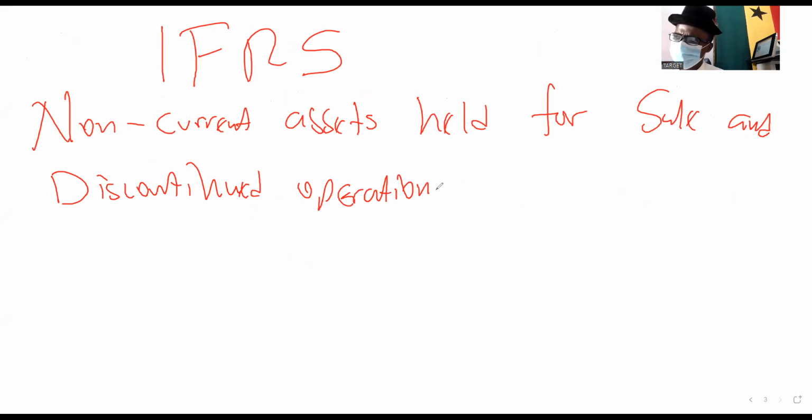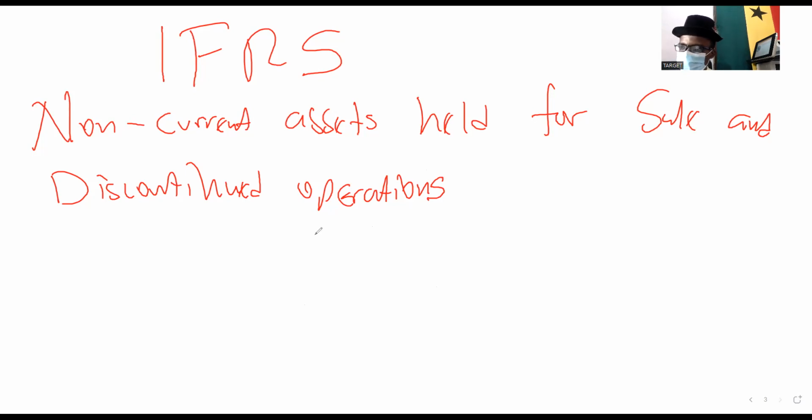Discontinued operations. So that is what IFRS 5 talks about. Over here, two things you must know: non-current assets that are held for sale, and when the entity decides to change their mind on the use of the assets. Then we move on with the game. The first thing is to prescribe the objective.